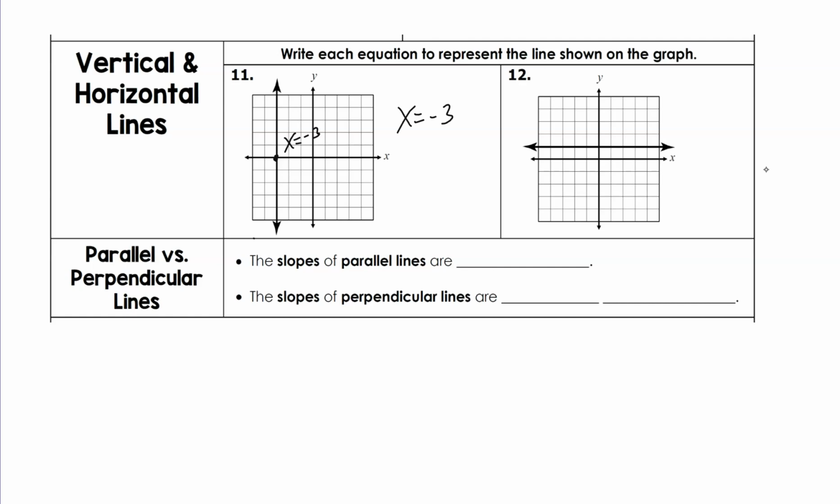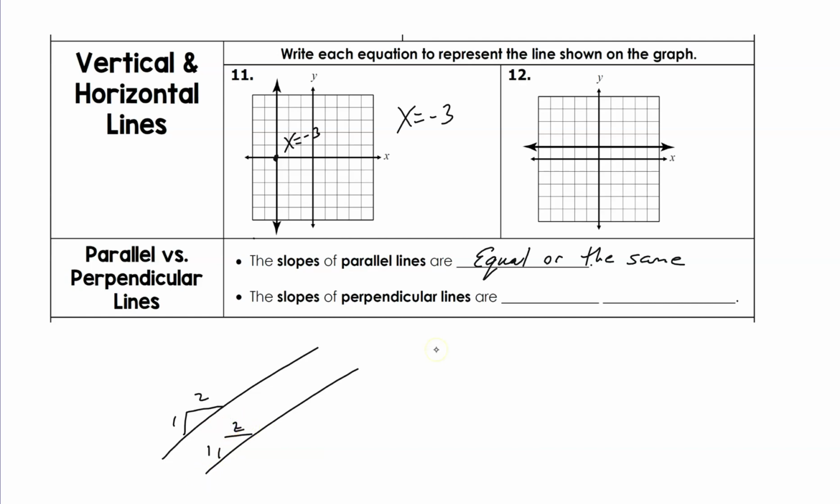All right, parallel versus perpendicular. Now, the slopes of parallel lines are always equal. Or you could say they're the same. Slopes of parallel lines are the same. When you think about it, parallel means they're never touching. So if it goes up 1 and over 2, this one's going to have to go up 1 and over 2. Otherwise, eventually they are going to touch. Now, perpendicular lines, those are the negative reciprocals.